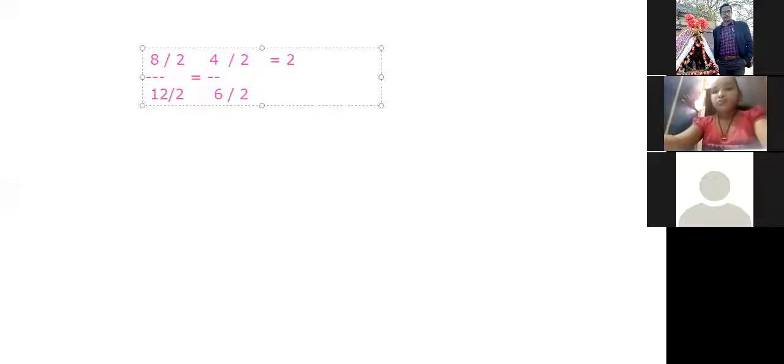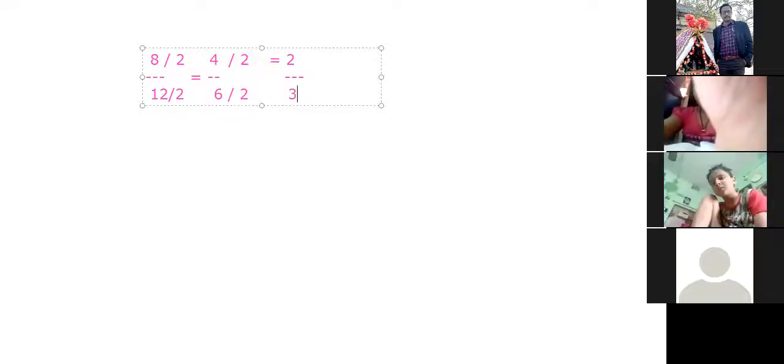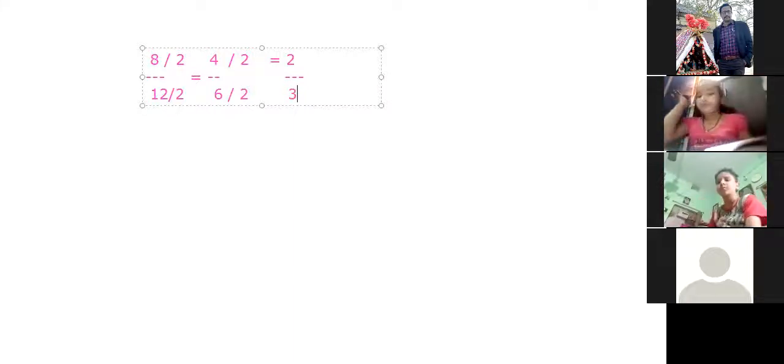And again, if I go for this underneath the fractions, this becomes 3. Now we cannot get any common factors through which we can divide them. So the result is 2 by 3.